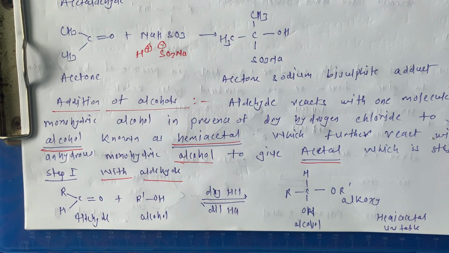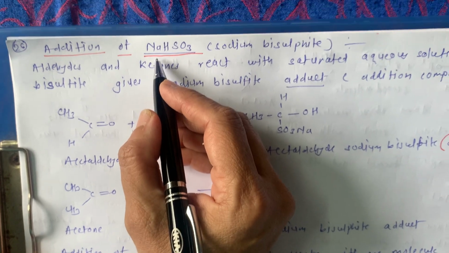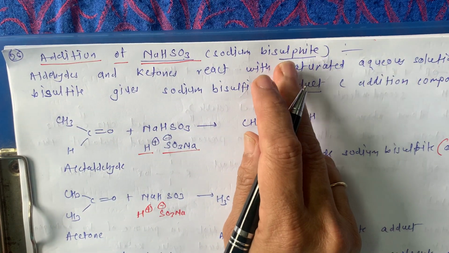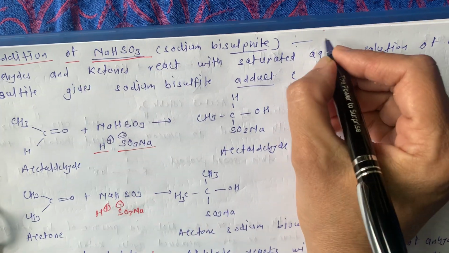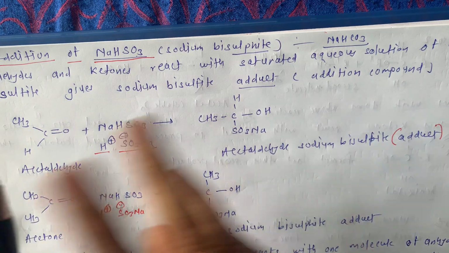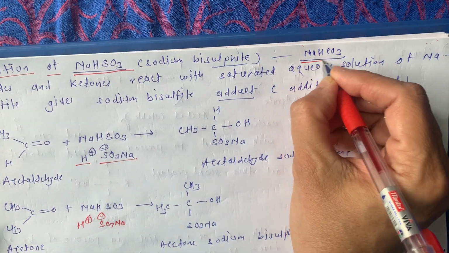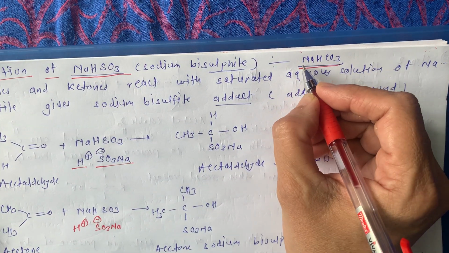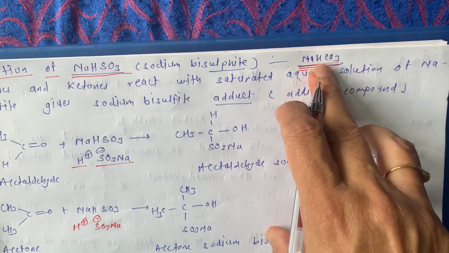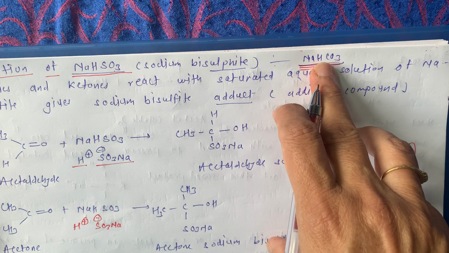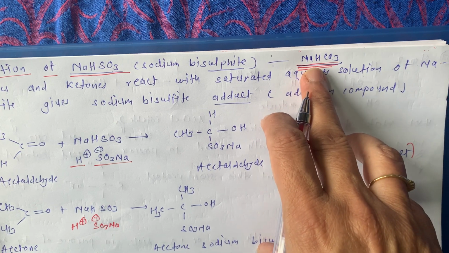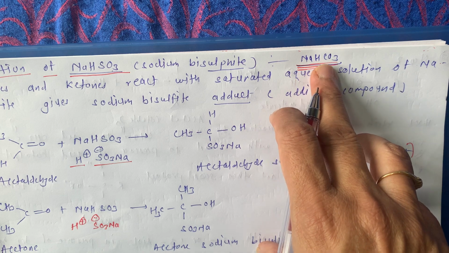addition is addition of sodium bisulfite. Sodium bisulfite. Up till now we know sodium bicarbonate. What is sodium bicarbonate? Sodium bicarbonate is nothing but baking soda, which we use in cooking, to bake cakes or cookies, or to make dhoklas. So this is our sodium bicarbonate.